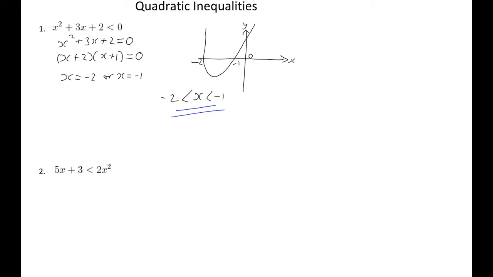Now make sure that you are always in the correct region in here, and that this symbol and this symbol are the correct way around. Okay? But that's it. That's all we have to do for these sort of questions. Okay, moving on to the second question. Right, this time we're going to have to do some rearrangements first. So I'm going to bring this 5x plus 3 over to the right hand side. So I'm going to get 0 smaller than 2x squared minus 5x minus 3.